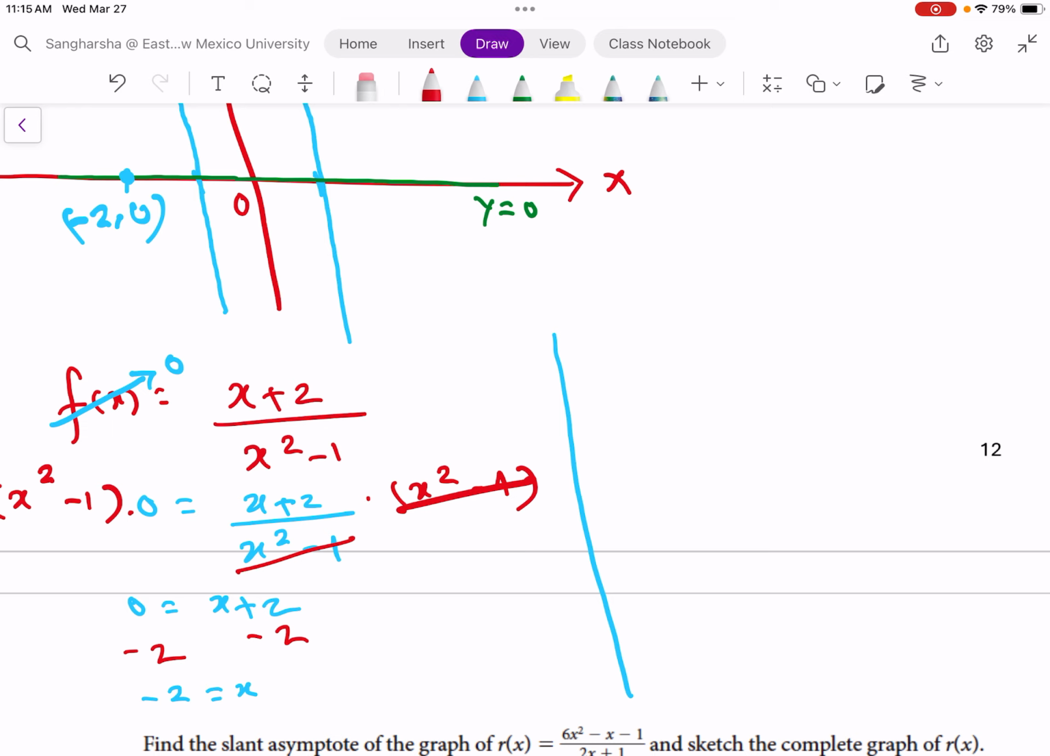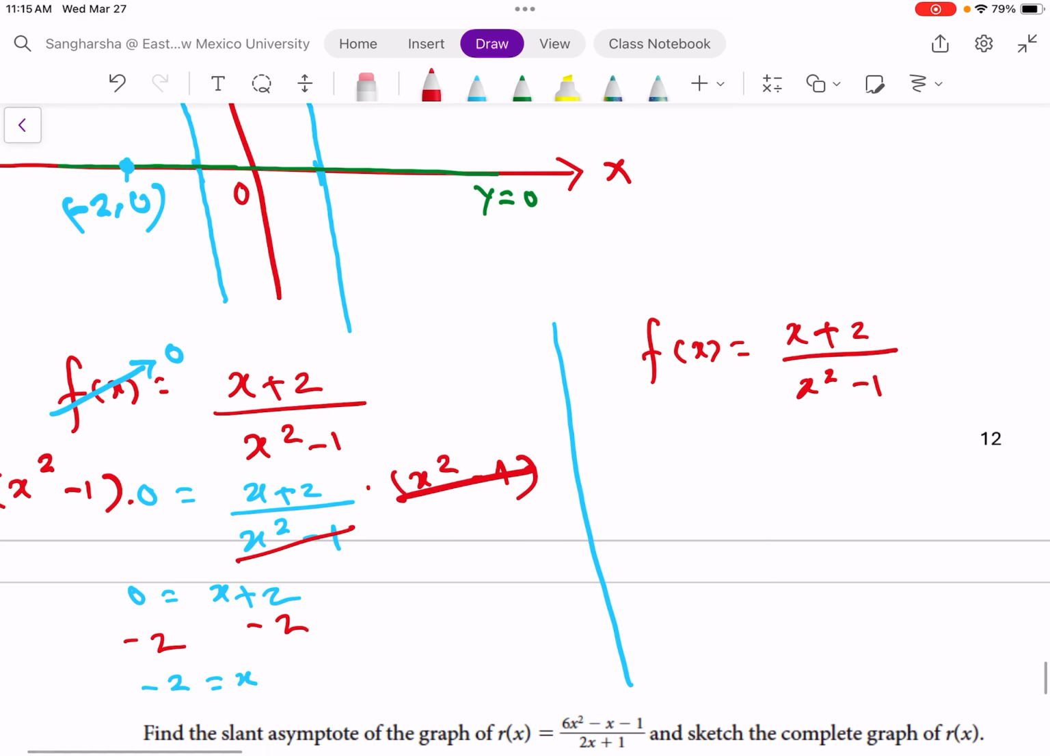So we substitute 0 for every x in the function. Let me write down the function one more time. f of x equals x plus 2 divided by x squared minus 1. So for every x, we substitute 0. f of 0 equals 0 plus 2, divided by 0 minus 1, so we have negative 2. So our y-intercept is at negative 2.